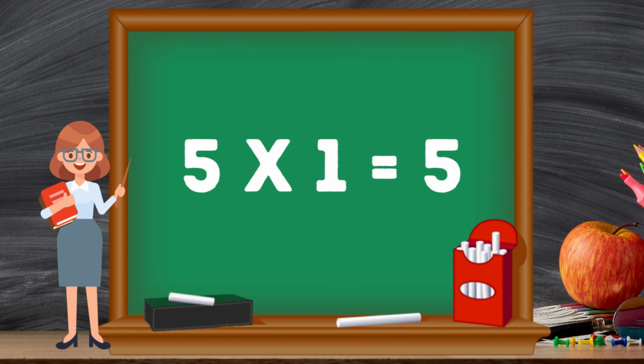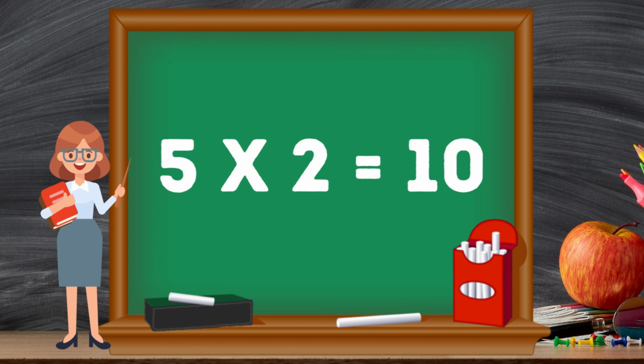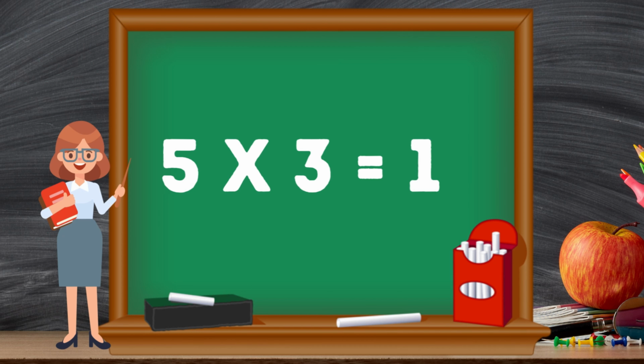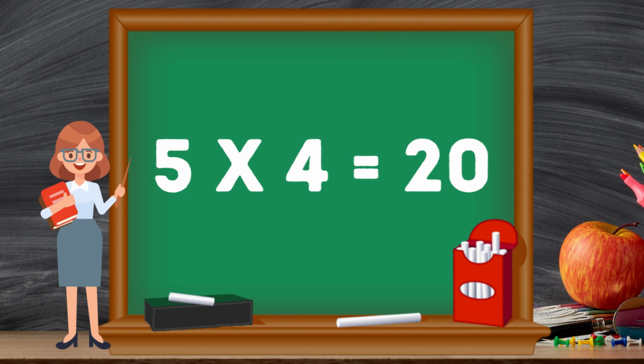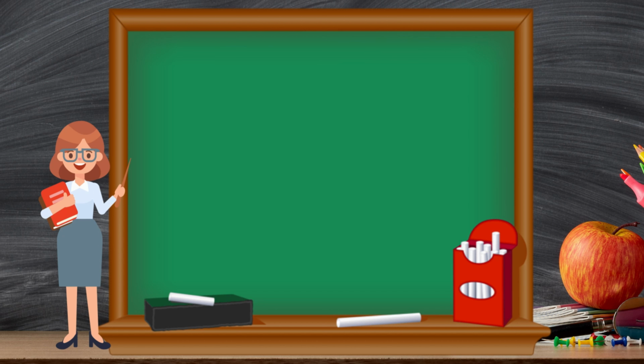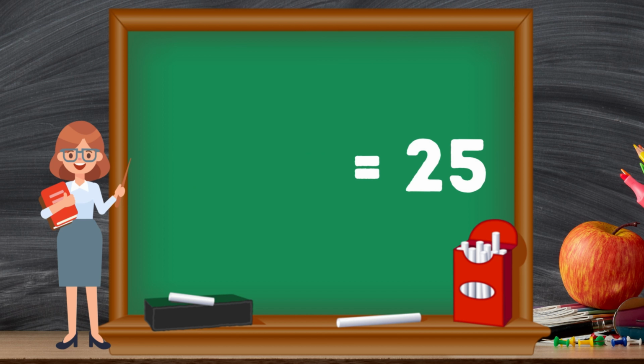Five ones are 5. Five twos are 10. Five threes are 15. Five fours are 20. Five fives are 25.